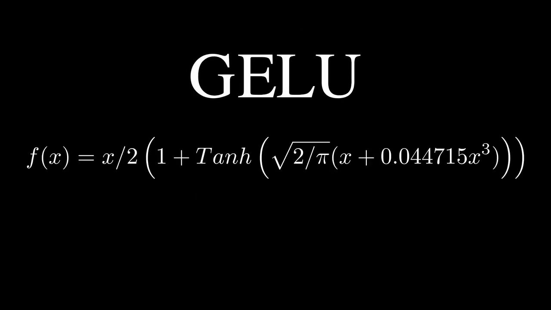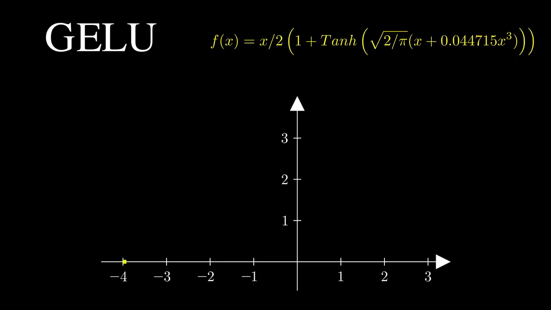And for the last function, we have GELU, which stands for Gaussian Error Linear Unit. The mathematical formula of GELU is rather long, as you can see here, so we cannot make much sense of this long equation. So let's instead look at the graph of GELU to understand its behavior. Now we can see clearly that the GELU function is also a non-monotonic function, similar to the Swish function.